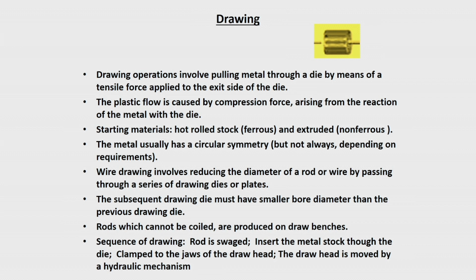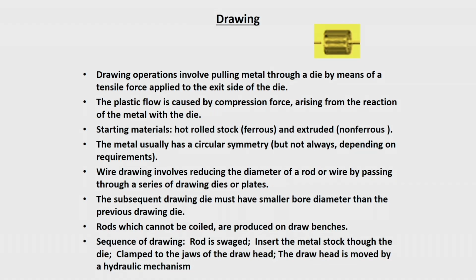After swaging, you insert the metal block through the die, and the swaged part enters and comes out, and then it is clamped to the jaws of a draw head. When you are pulling it, the drawing head has to be clamped. It cannot be done manually, because the total load required will be very large. So it has to be clamped to a drawing head.